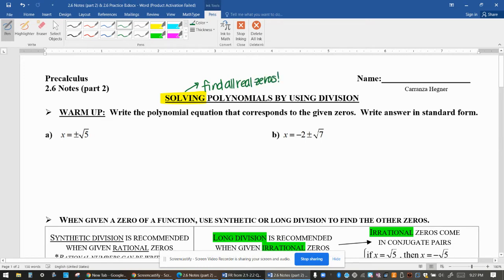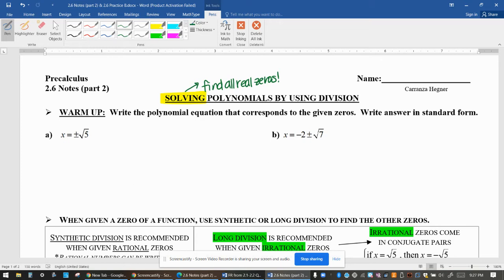All right, so to warm up and prepare ourselves for this lesson, let's just review some basics. Think about those questions that you've been seeing recently on your homework assignments that ask you to write the polynomial equation that corresponds to the given zeros. We always want to write these in least degree, so in the lowest degree possible, and in standard form.